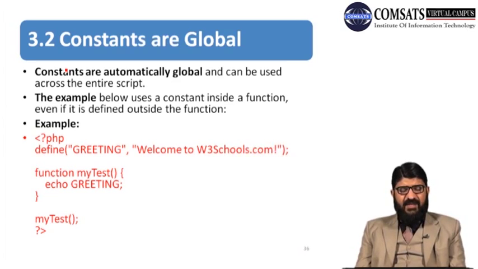So consider the PHP start tag is mentioned, define, then greeting, comma, welcome to W3 schools. So W3 schools is the fixed value assigned to a constant, and then a function is declared, function myTest, brackets closed, and then echo greeting, that will be displayed as mentioned, and in the end the myTest function is called. So when the myTest function is called, this code will be executed and it will write the echo greeting, and greeting contains the value welcome to w3schools.com.